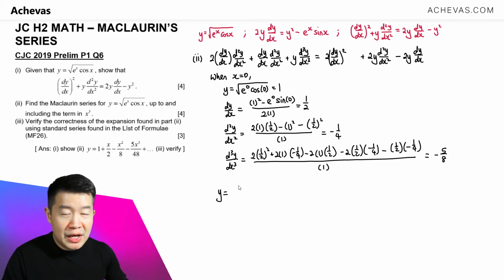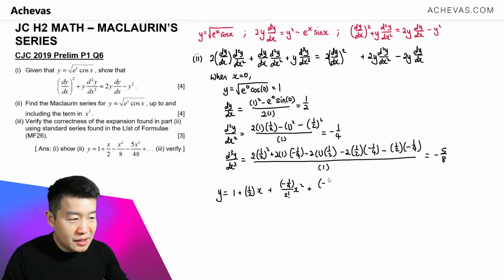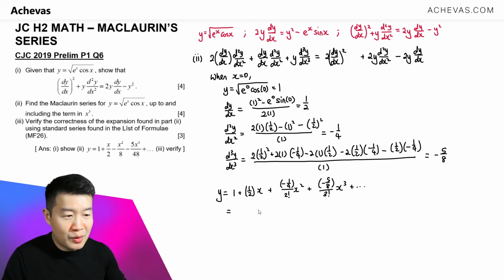Which means that y is going to be equal to, this is f(0), so if I were to apply the formula, it is going to be f(0), which is 1, plus f'(0), it is this, so it is going to be half of x. Then plus f''(0), which is negative 1 quarter, so negative 1 quarter divided by 2 factorial x squared, plus f'''(0), which is minus 5 over 8, this divided by 3 factorial x to the power of 3, and it is an infinite polynomial, so I'm going to use this dot dot dot to represent that.